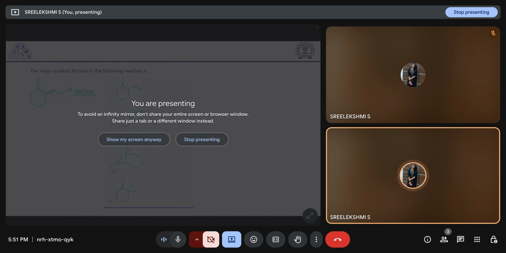So the next question is the major product formed in the following reaction. So this particular compound we are treating with sodium methoxide, so which can form. So this is a keto group here, and other three options are also there. So which will be the major product?